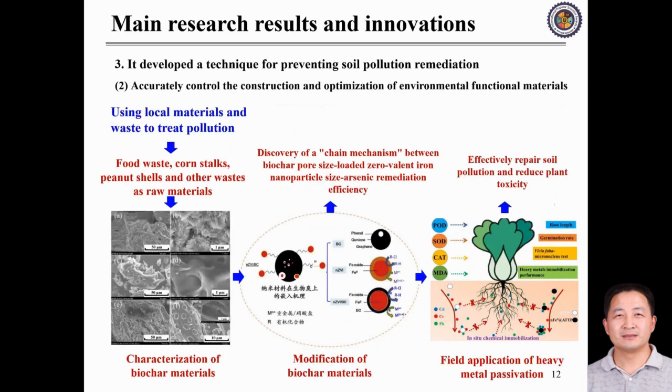Secondly, from the point of view of materials and pollution control, we have prepared a series of modified biochar loading materials based on food waste, corn stalk, shrimp shells, and other waste as raw materials, which have realized abatement and blocking and control of typical heavy metals.